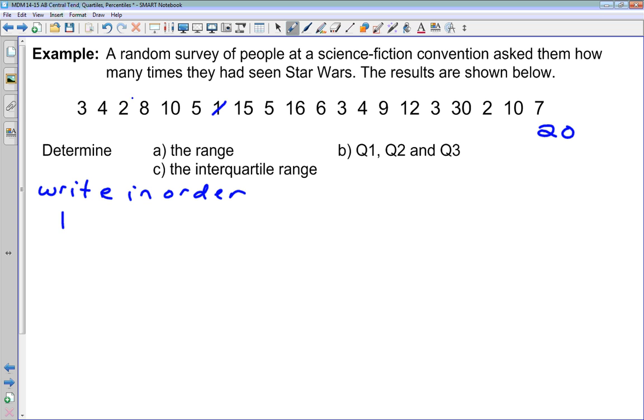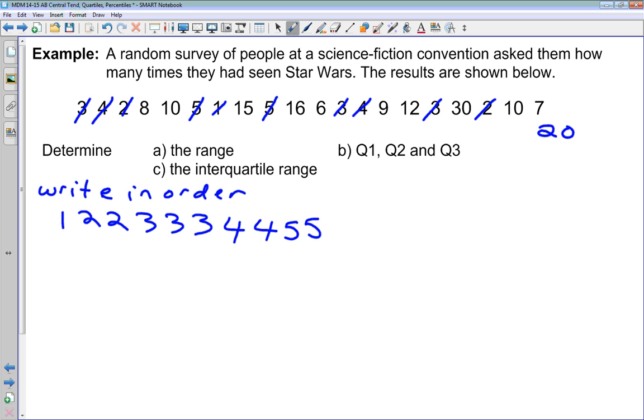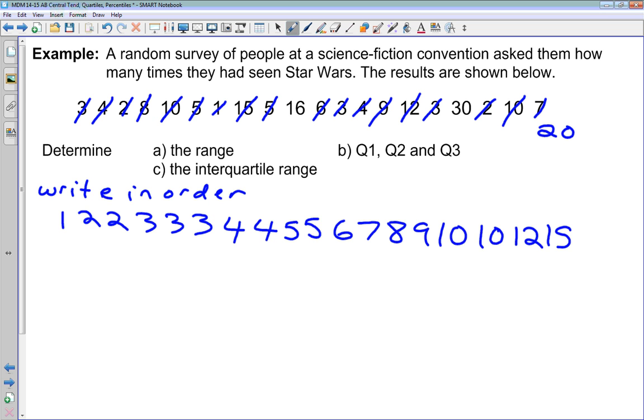Our smallest one is 1. We've got a 2. We've got a 3. We've got another 3. Oh, I missed a 2, so we've got to go back. Another 2. And then another 3. So that's three 3s. We've got a 4. We've got another 4. We've got a 5. We've got another 5. We've got a 6. We've got a 7. An 8. A 9. A 10. Another 10. And then a 12. A 15. A 16. And a 30. That's a lot of times.